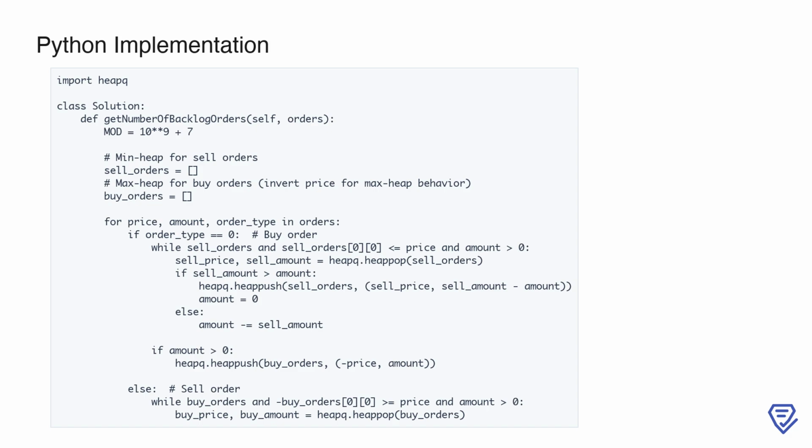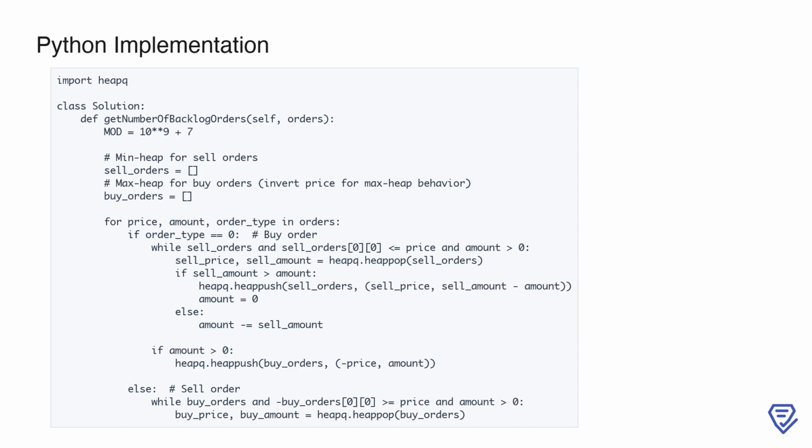Now, we iterate over the list of orders. Each order contains three values: price, amount, and order_type. If the order_type is 0, it indicates a buy order. In this case, we attempt to match the buy order with the lowest priced cell orders in the backlog. Using a while loop, we check if there are cell orders available, and if the sell price is less than or equal to the buy price, we proceed with the transaction. We reduce the sell amount or buy amount accordingly and push any remaining sell orders back into the heap.